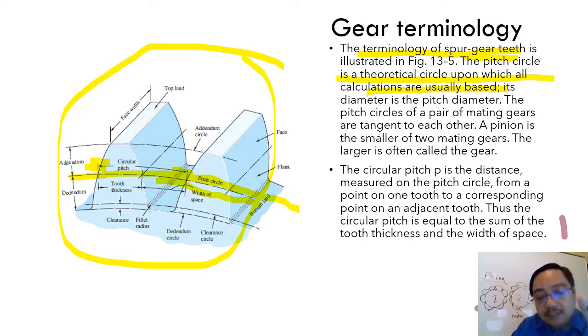I emphasize this because most students are not aware of the arrow. You see this arrow, where this arrow is located, where this arrow ends, this is the circular pitch.